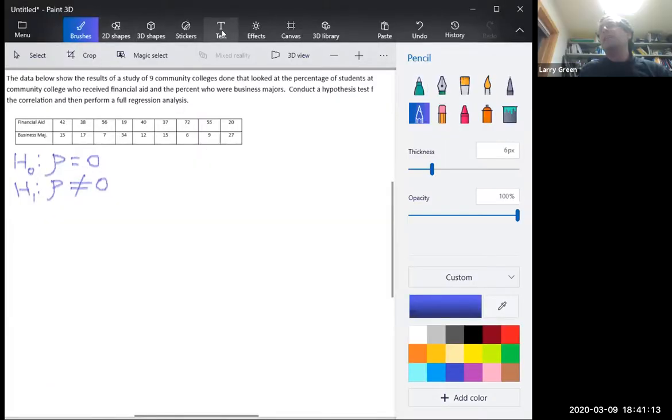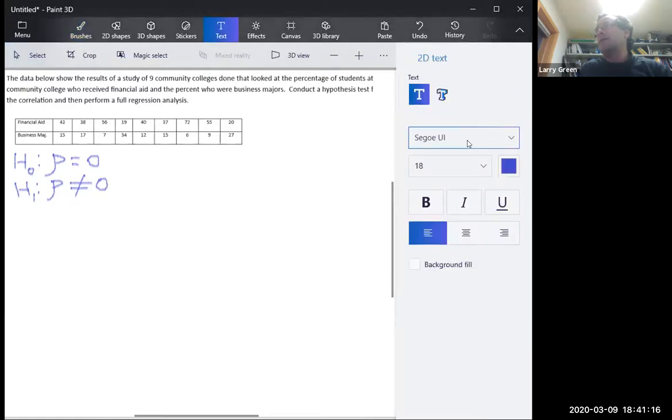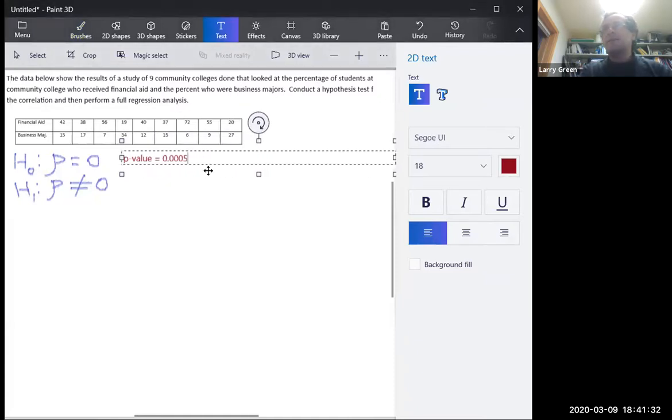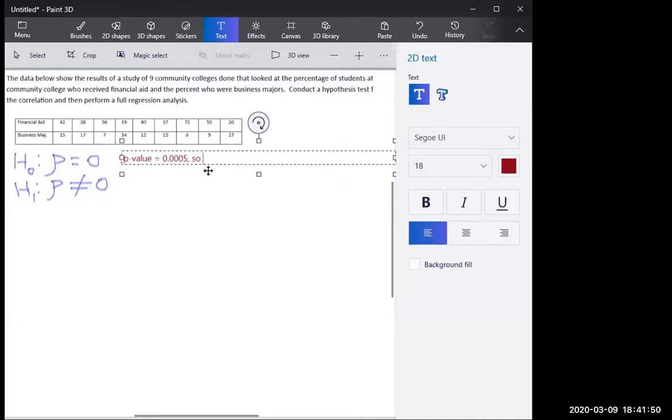So the first thing is our p-value was equal to 0.0005. What does that tell you? You should know by now. If the p-value is 0.0005, you're supposed to know what that tells you, at least in general. Yeah, so we reject.